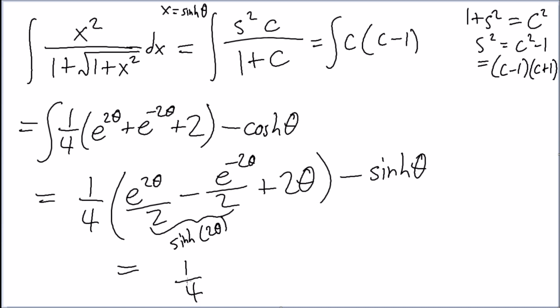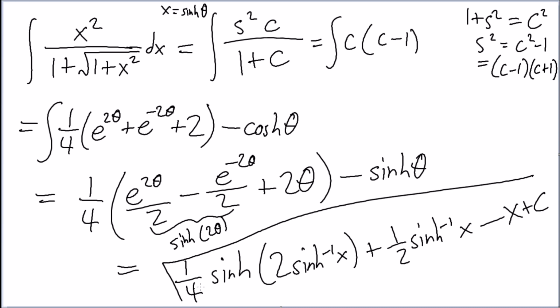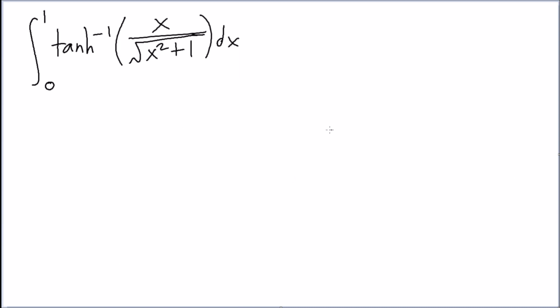So this is 1/4 of, I guess we could put it in this form, inverse sinh, and then plus 1/2 of inverse sinh, and then minus x, pretty much, right? Okay, that is our answer. So this looks wild. This looks very crazy.